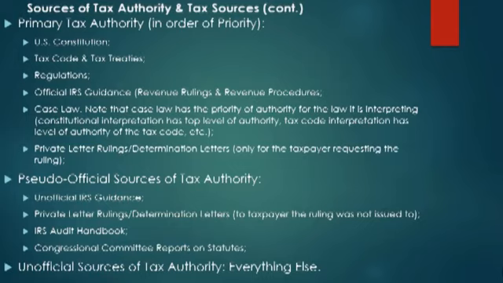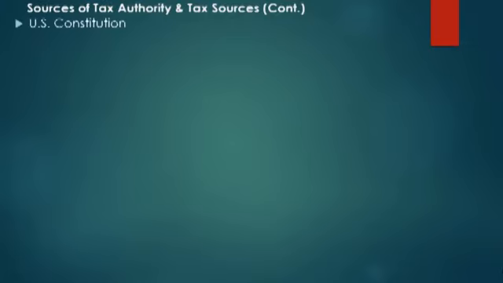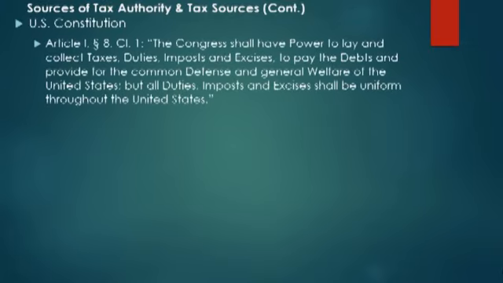Lastly, you've got unofficial sources of tax authority, and that's basically everything else. Things that are written on the IRS's website are included in there. And basically anything else that's written about tax law, any tax textbook, any tax online service, any publication in tax, all of those are unofficial sources of tax authority, and none of them have any real authority under the tax code.